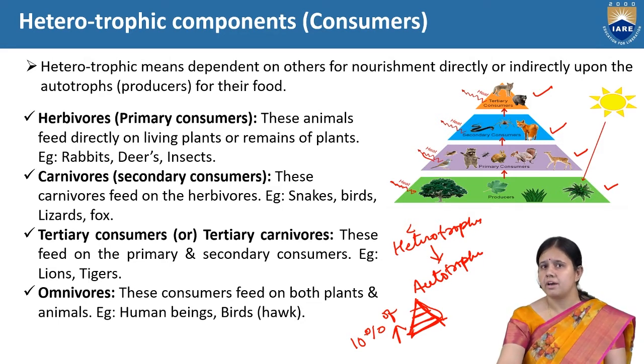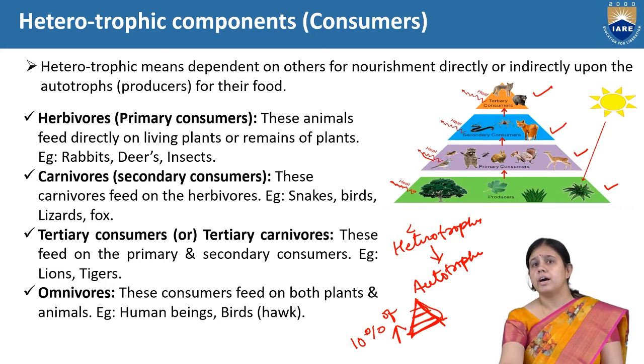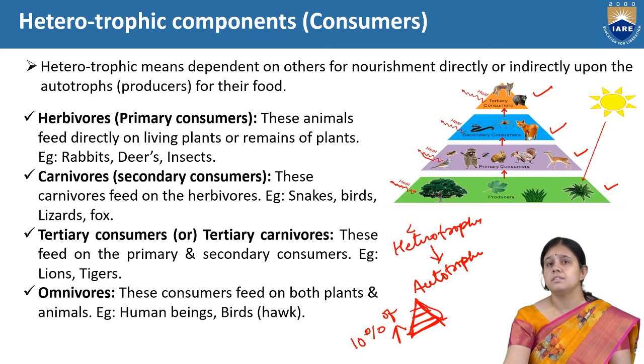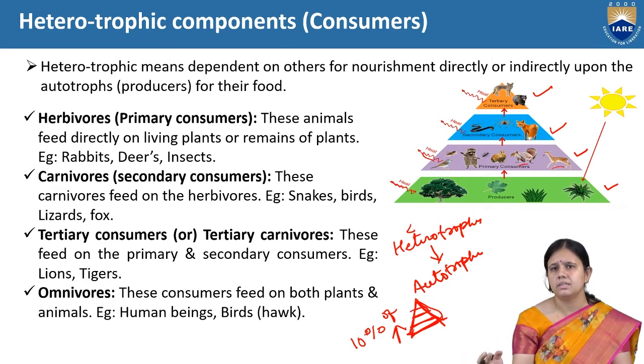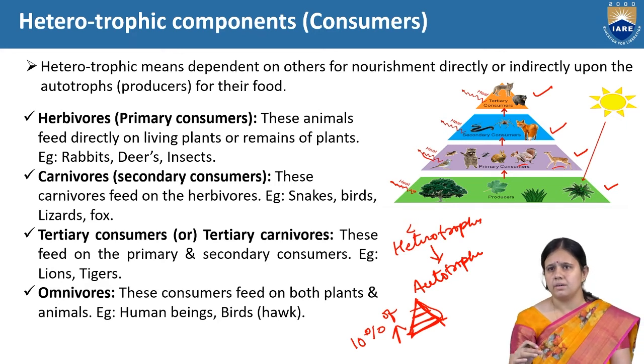First are the herbivores, the primary consumers. Herbivores are those animals that feed directly on living plants, like rabbit and deer. In the first picture you can see that the rabbit and deer are the primary consumers, because they directly feed on green plants. They eat only green plants, so they are called primary consumers, as they consume primarily green plants.